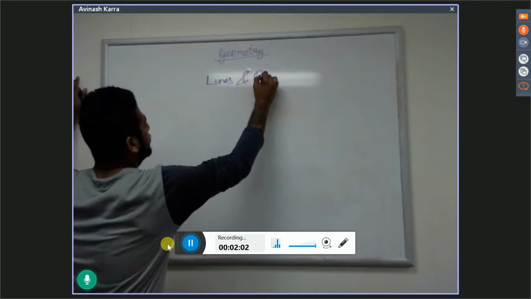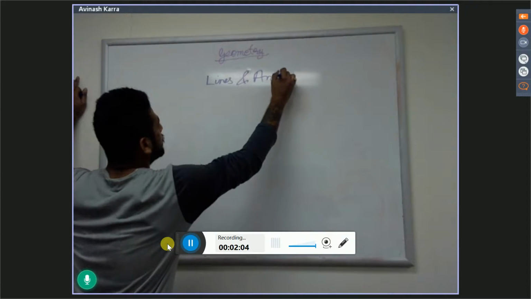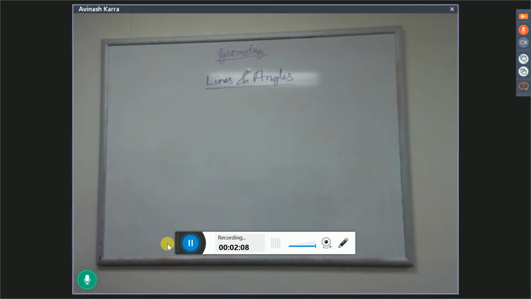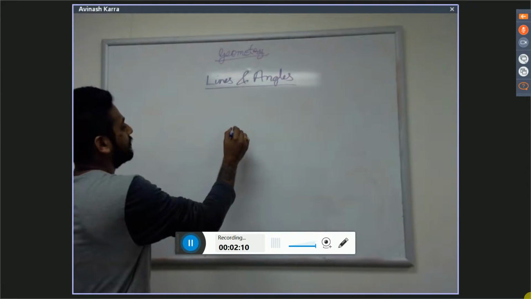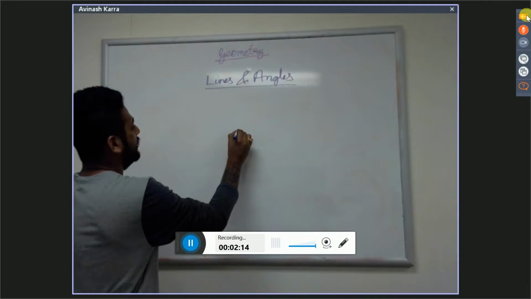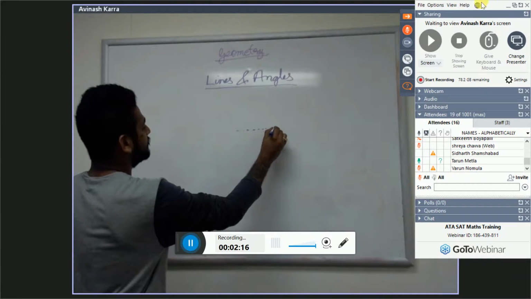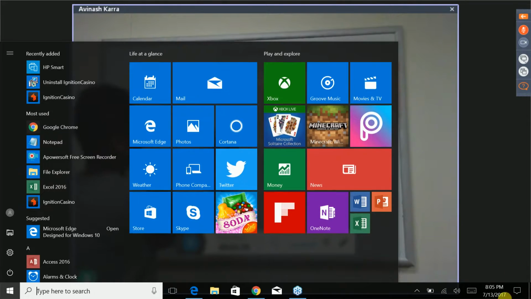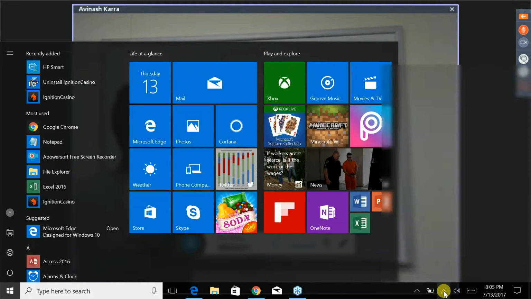Today, we are going to cover lines and angles. Before coming to lines, what is a line actually? It's a collection of points. When you collect all the points together, it forms a line.